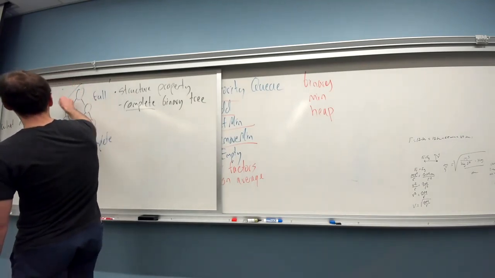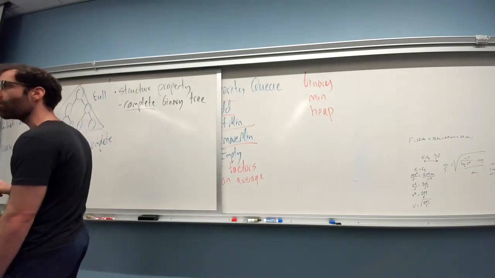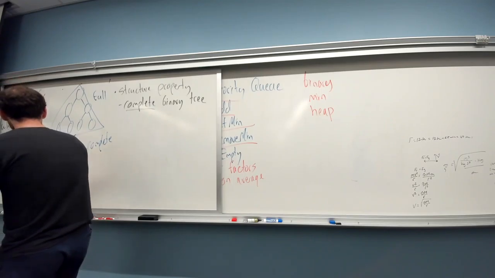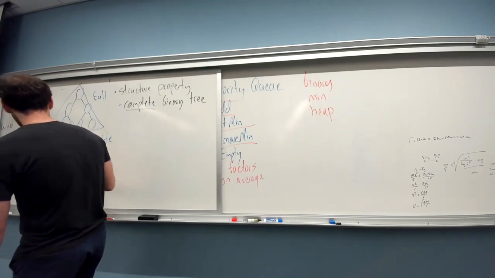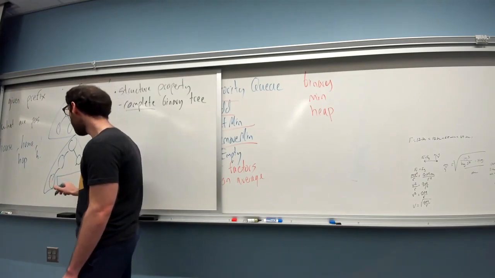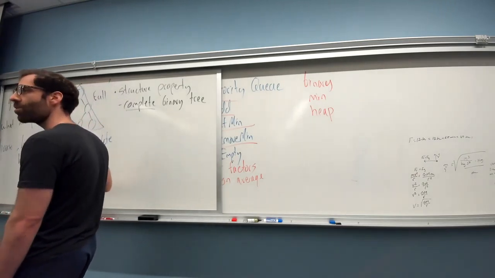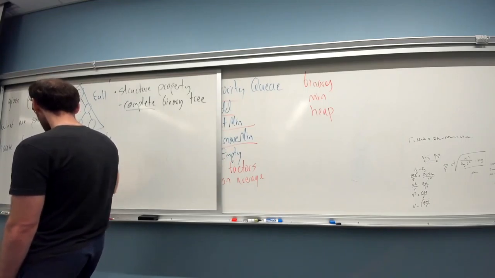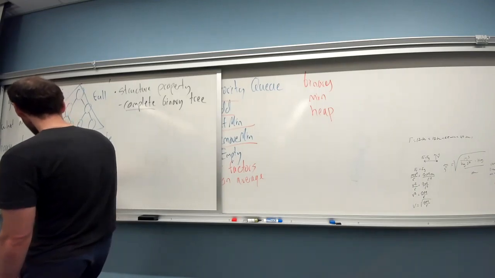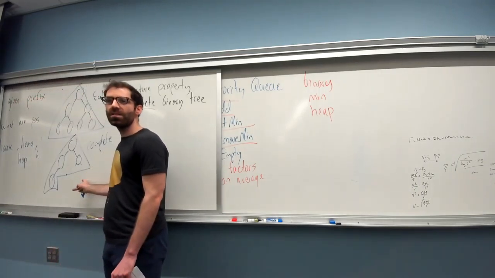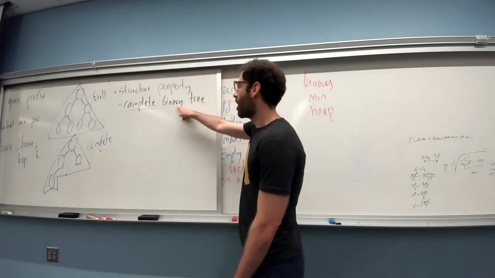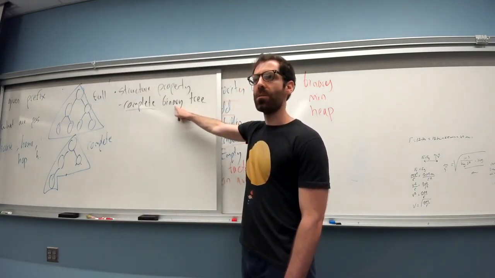So if full says we have to have a whole triangle, complete says we have the triangle minus some set of nodes along the bottom, but we can't have this situation. It has to be filled in from left to right. Does that make sense? So our heap has to be a complete binary tree.